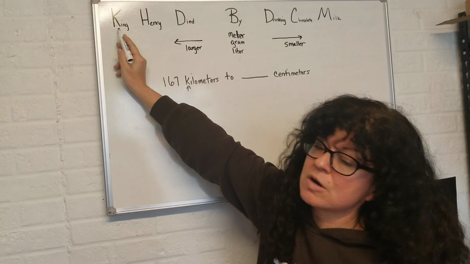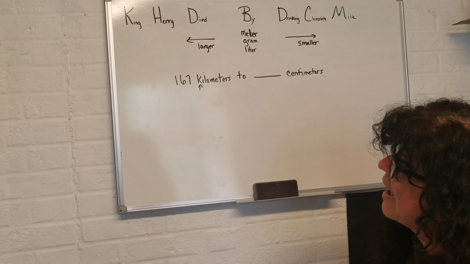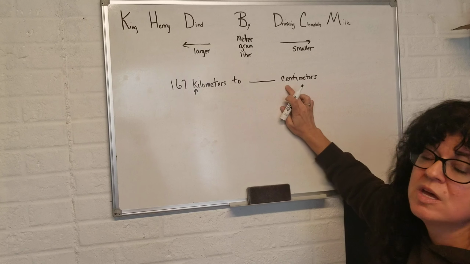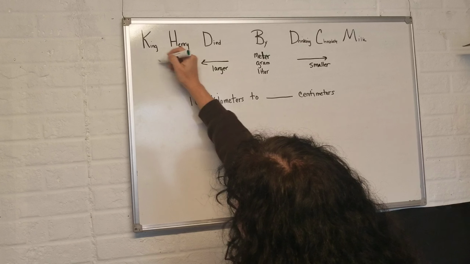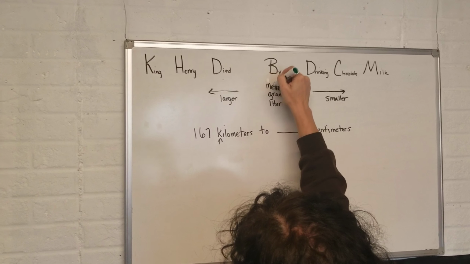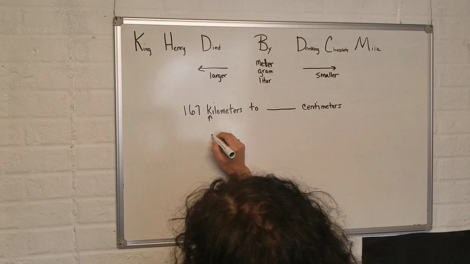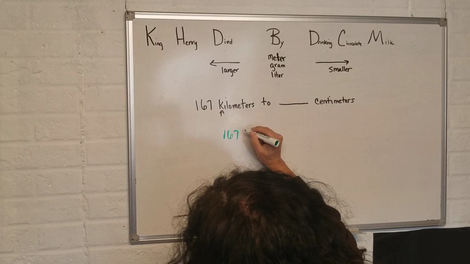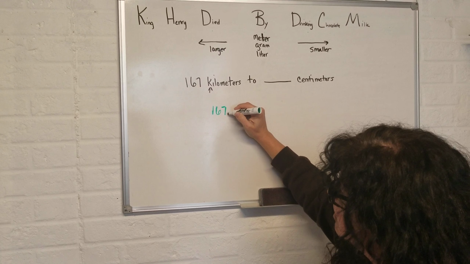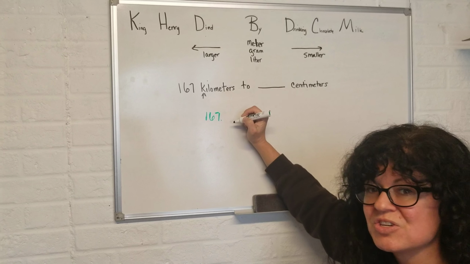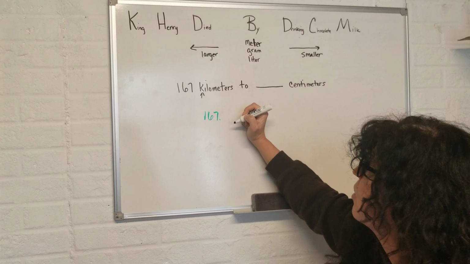So you are going to start right here with the king. And then you are going to count how many spaces you have to go to get to the C, the chocolate. So we will be going 1, 2, 3, 4, 5 spaces. So I'm going to write down the 167. And remember, every number has a decimal point to the right of it that's invisible. It doesn't change the number at all, but that's where the decimal point is. So that's where you're going to start.